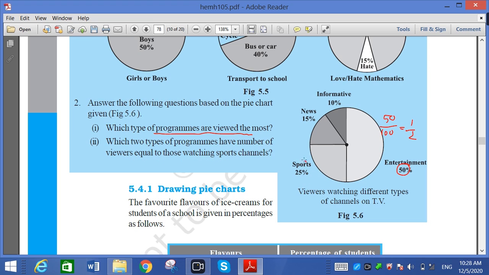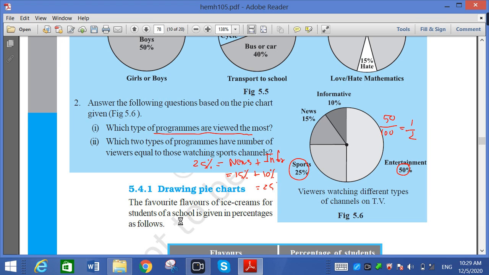Which two types of program have a number of viewers equal to those watching the sports channel? So if you see, sports channel is 25, equal to news plus information. News, that is 15%, and informative, that is 10%. So 25%. So these are all easy questions we can easily understand.